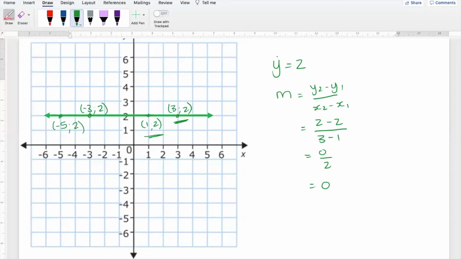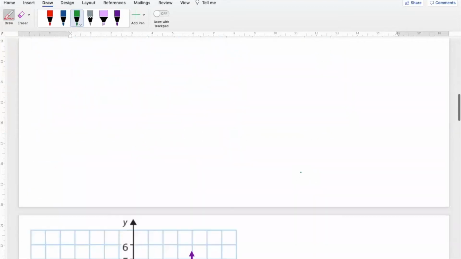All horizontal graphs will have an equation of y equals a number, and the gradient will always be 0. Think about it this way. If you were walking across a completely flat surface, you would say that there was no slope. And similarly, since this is a completely flat graph, there is no slope, and the gradient is then 0. Okay, so that's the first type of graph we're looking at. Let's hop on to the second.